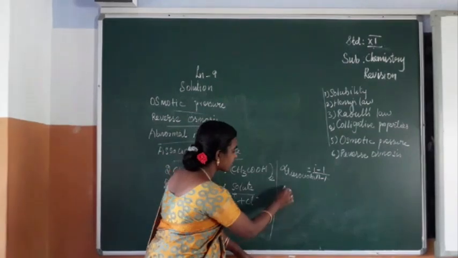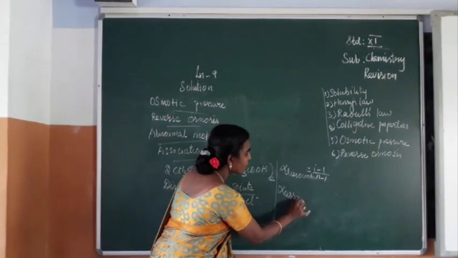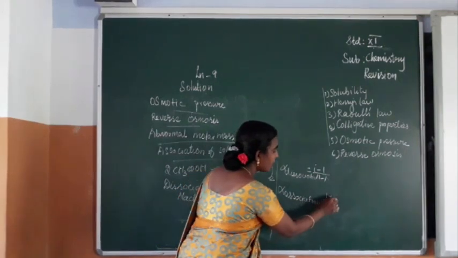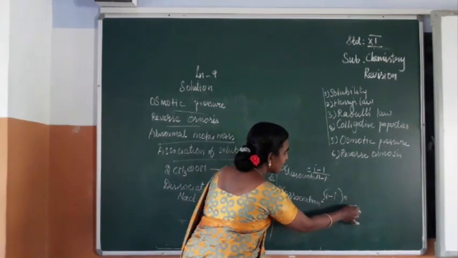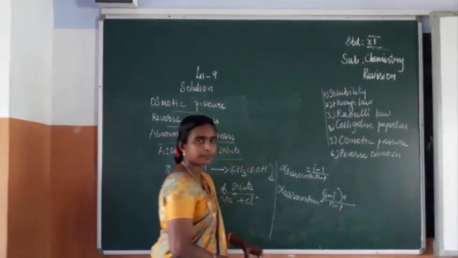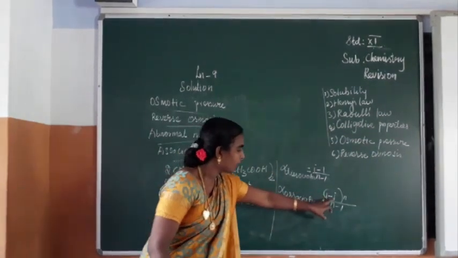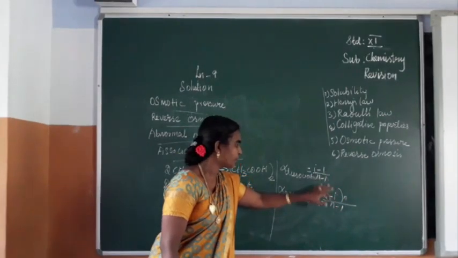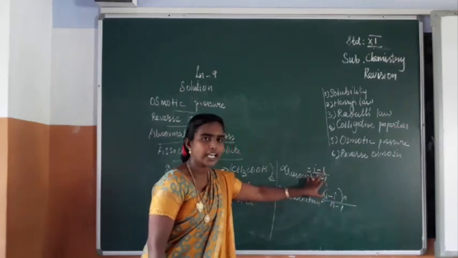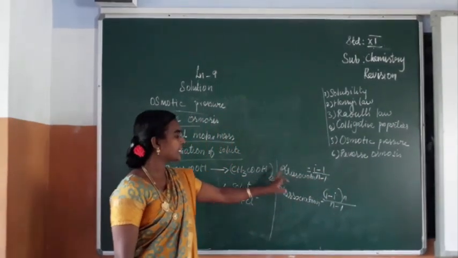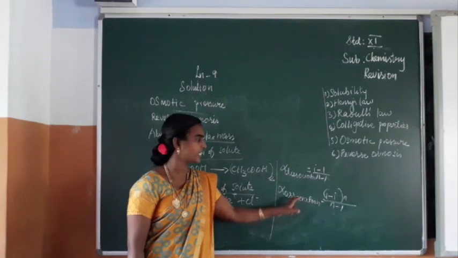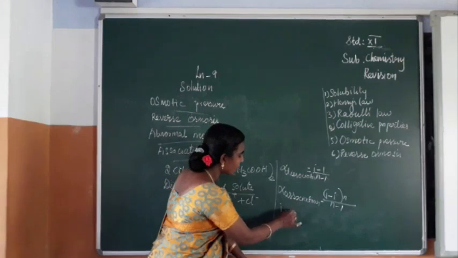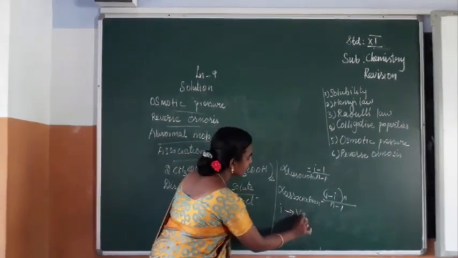In the same way, association can be written like this: alpha association is equal to 1 minus i into n divided by n minus 1. Here i is the van't Hoff factor and n is the number of molecules associating. So these two equations give the relationship between the degree of dissociation or association and the van't Hoff factor. The simple symbol for the van't Hoff factor is i.